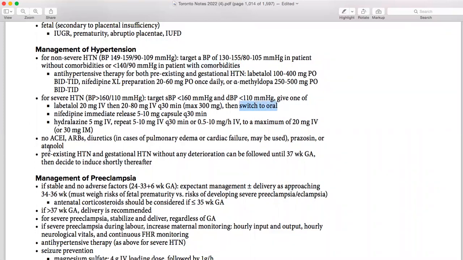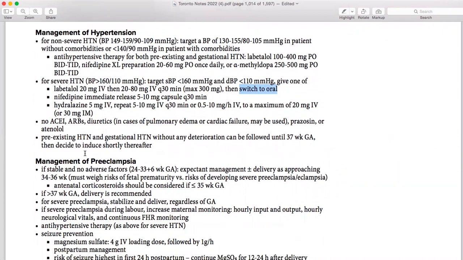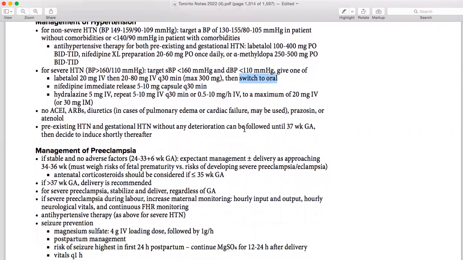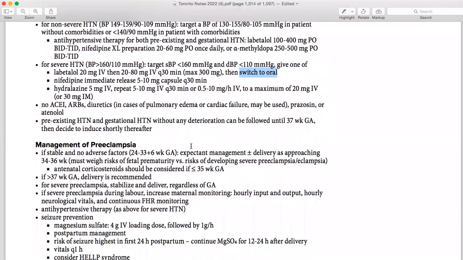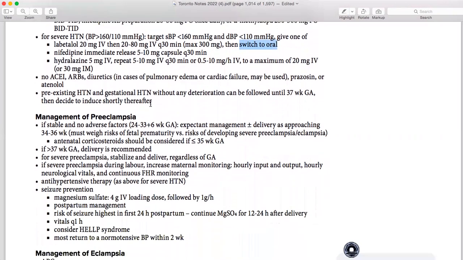Nifedipine immediate release, hydralazine. No ACE inhibitors and ARBs, as they are teratogenic, you already know. Diuretics, because they can cause pulmonary edema and cardiac failure, may be used. Prazosin or atenolol. Pre-existing hypertension and gestational hypertension without any deterioration can be followed until 37 weeks gestational age, then decide to induce shortly thereafter. So you can maintain the pregnancy up to 37 weeks.